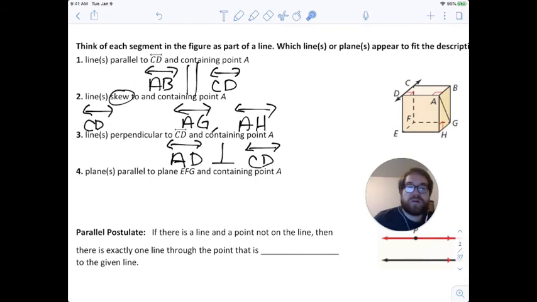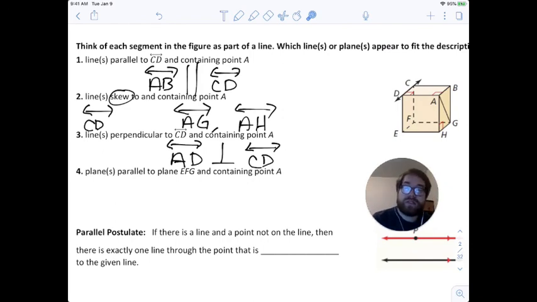All right, number 4. Planes parallel to plane EFG and containing point A. Okay, so remember a plane is the whole side here, and we use 3 letters to denote a plane. So EFG is down here. That's this plane down here, and we're looking for a plane that's parallel to it and contains point A. Remember, parallel, they wouldn't intersect.